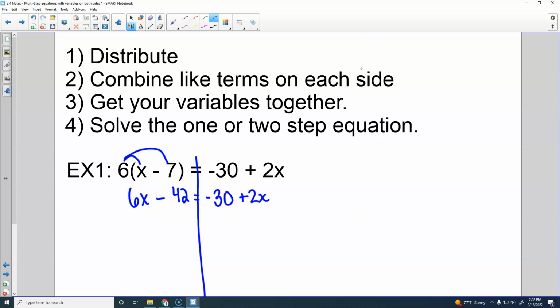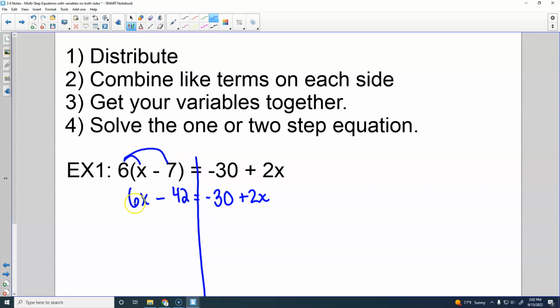All right, now, move your variables first. It makes you a better equation solver because some of you right now are wanting to add that 42. It's like sticking out to you like it's the easiest thing to do. Technically, it can be done that way. You might still get the same answer. But there are some problems where doing that will cause you to mess up.